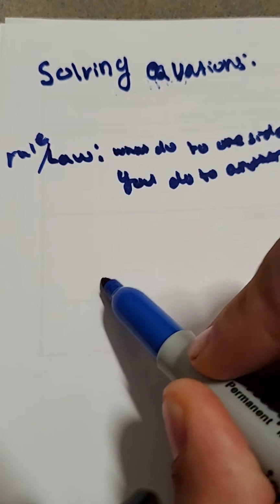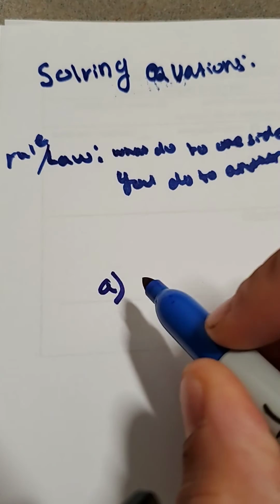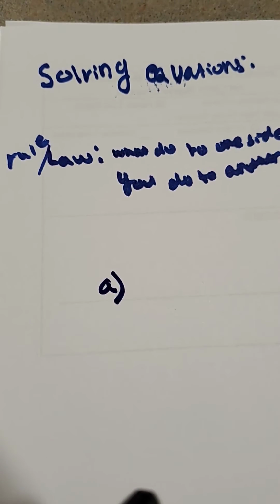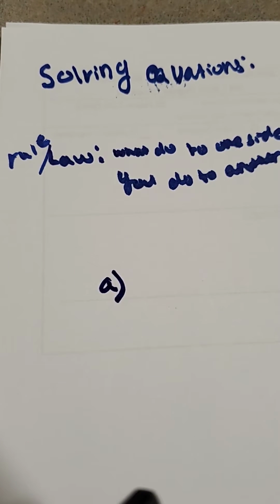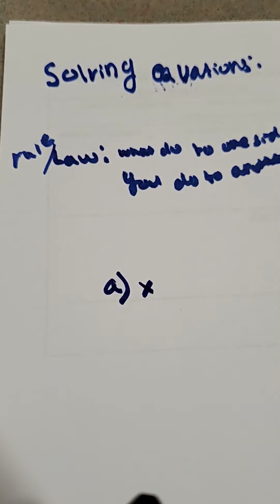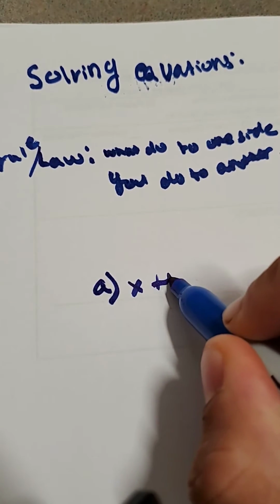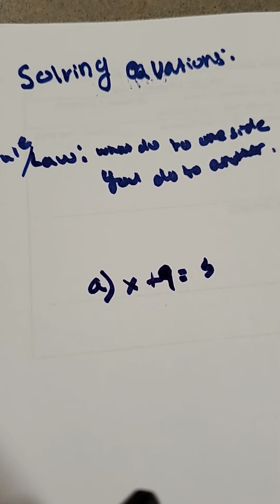So let's start with our first example. We use our four basic operations to make sure we isolate the variables. It gets more complex the further we go into algebra, but for now, let's just start with the basics. So let's say x plus 9 is equal to 3.